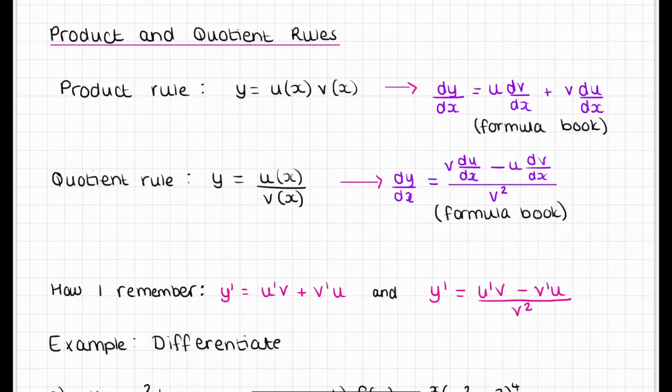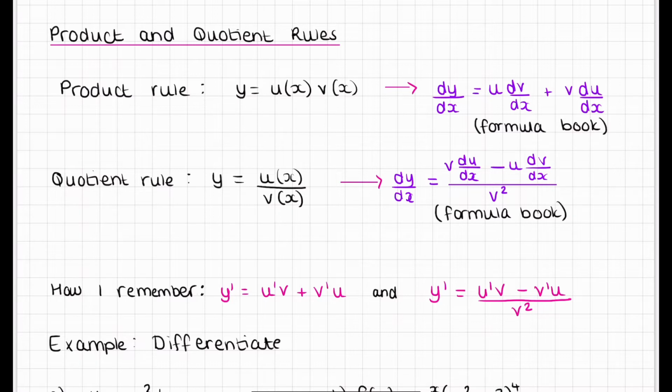This video is on the product and quotient rules. The product rule is when our original function is y equals u(x) times v(x), so one function with x in it multiplied by another function with x in it. Then the derivative of that using the product rule is u times the derivative of v plus v times the derivative of u. And that's how you see there with the dy and dx's, that's how the formula is given in the IB formula booklet.